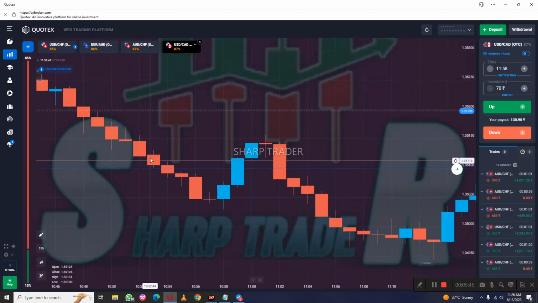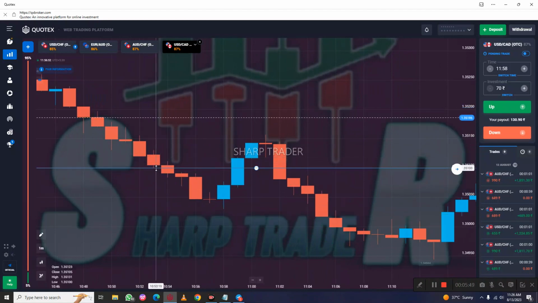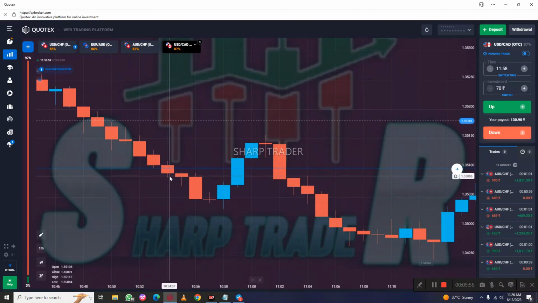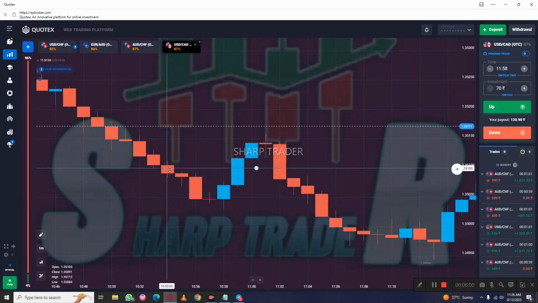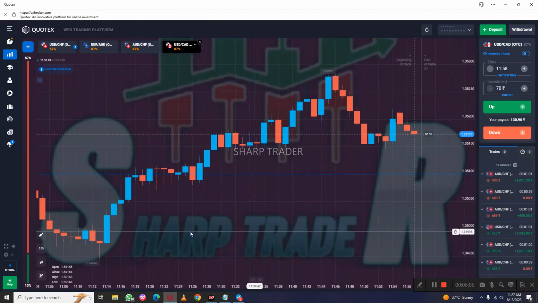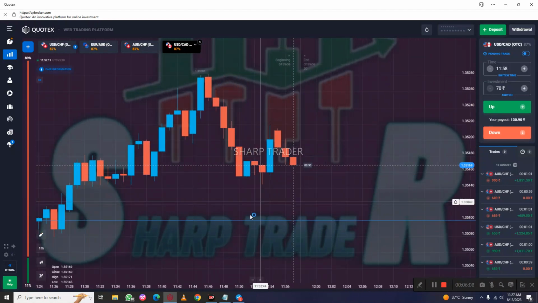Okay, so this 11:53 candle touches the round number, then closes above the round number. So if we get any signal on 11:54 for put direction, then we will simply avoid it, because the previous candle closes above the round number. It was a win, but it doesn't matter, we will simply avoid it. This is simple, this is round number.